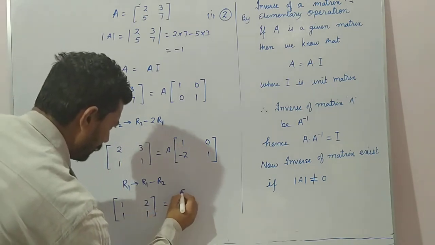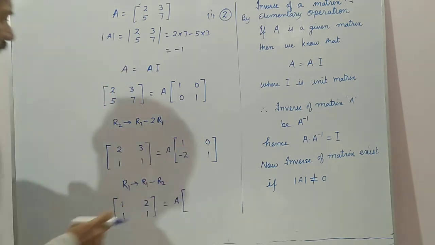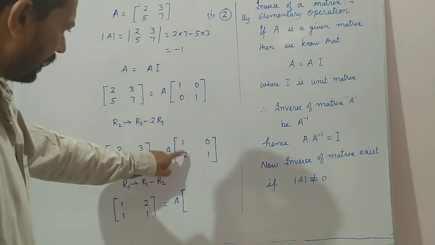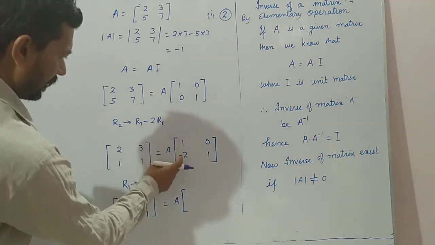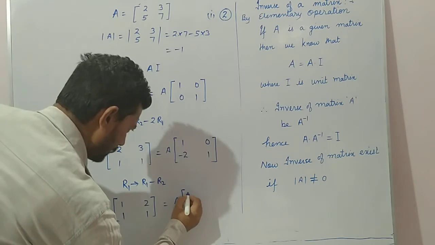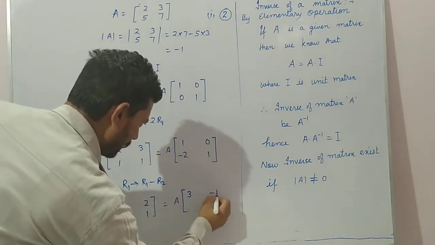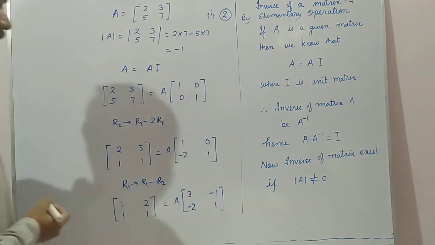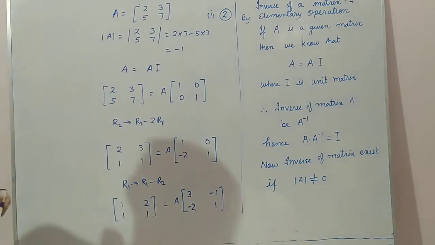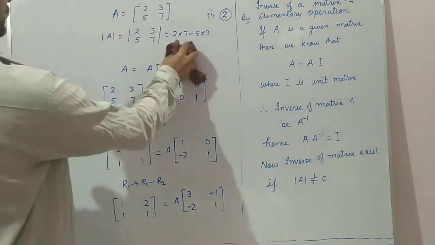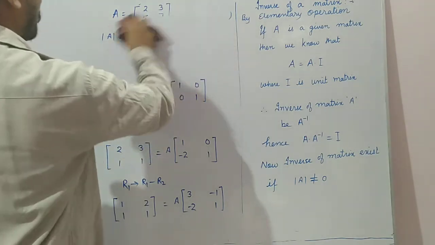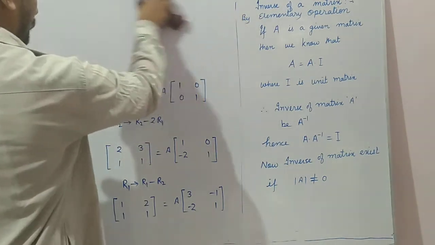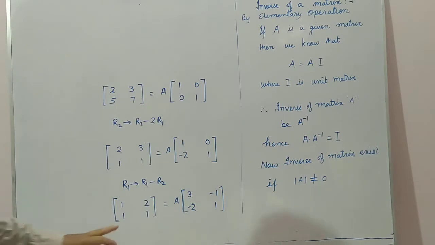Same operation you will do on the right hand side. R1 changes to R1 minus R2. So 1 minus minus plus 2, that is 3, minus 1 minus 2, 1. Okay. I am loving the above part. See here. Now you have got 1.